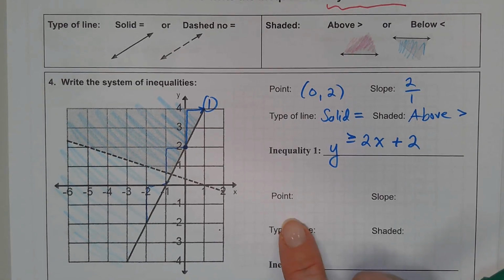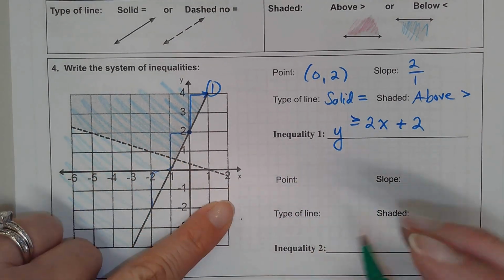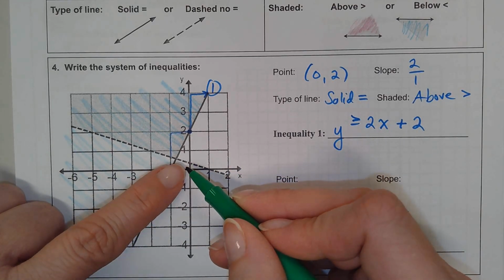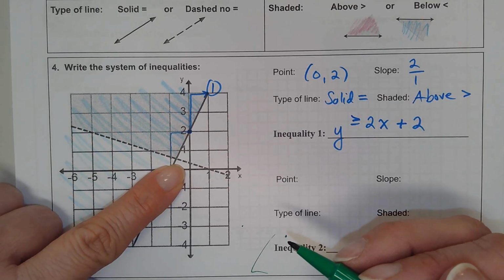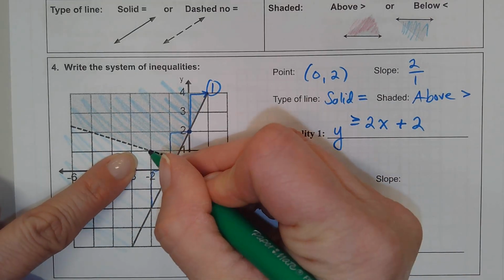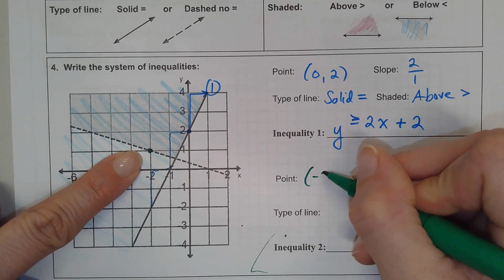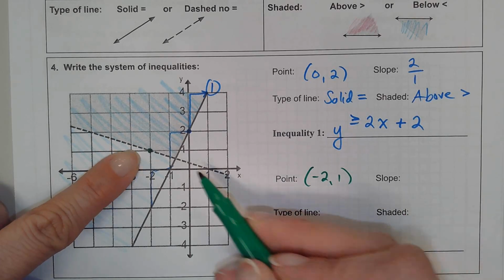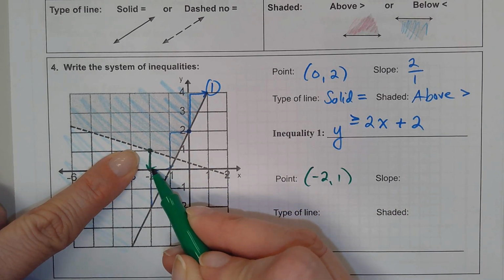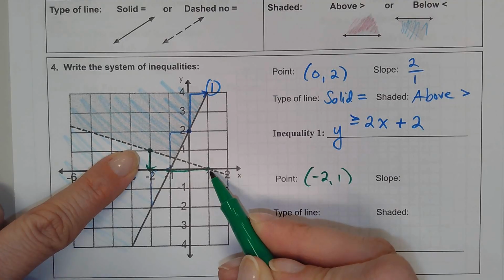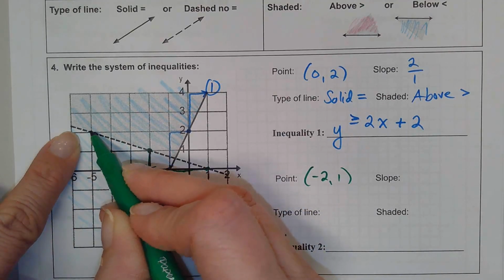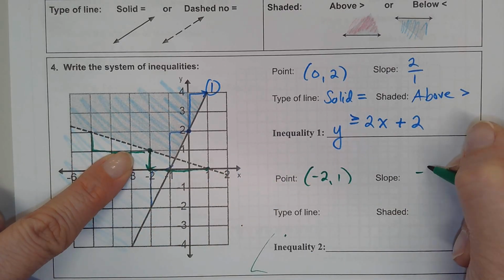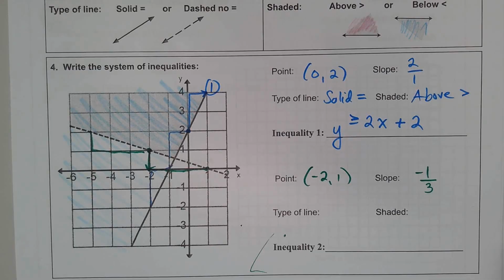Let's go to the second inequality. So I need a point, and I notice there's no point on the y-axis. So we need to find another point. I'll use this one right here, negative 2 comma 1. And the slope of this line is down 1, 2, 3. I'm going to check that again just to make sure. Down 1, 2, 3. I like that answer. Negative 1 over 3.